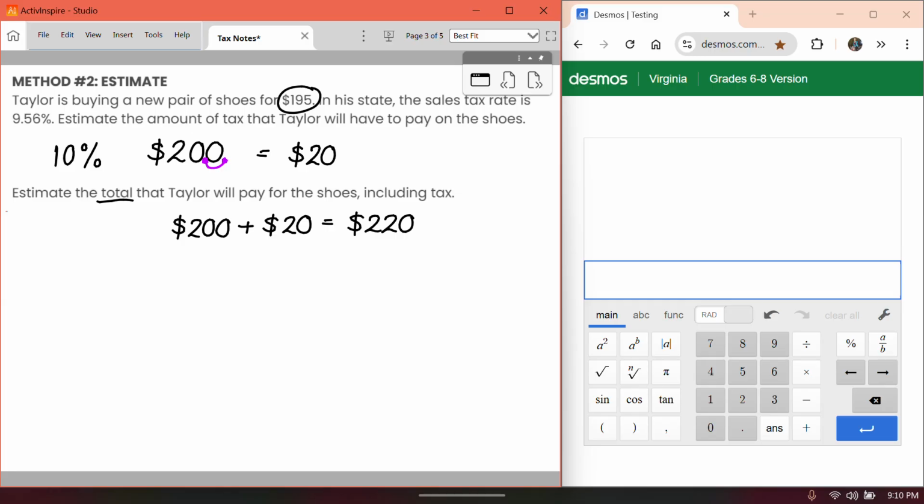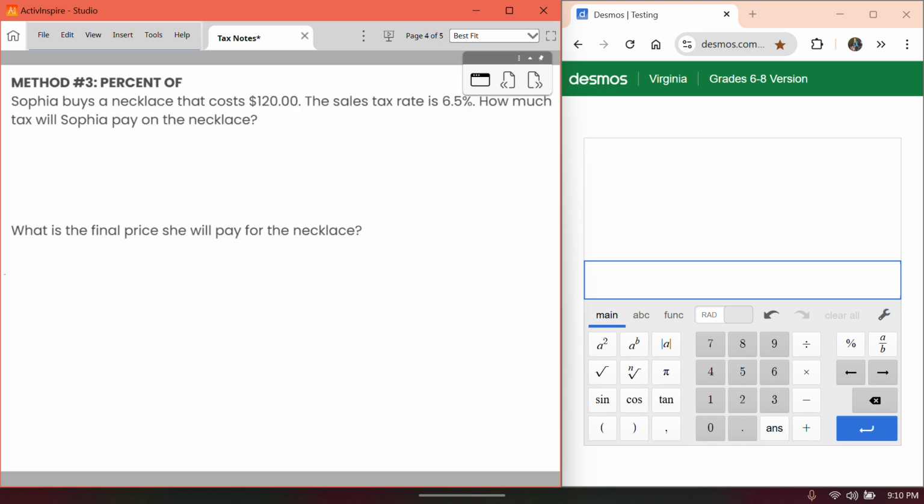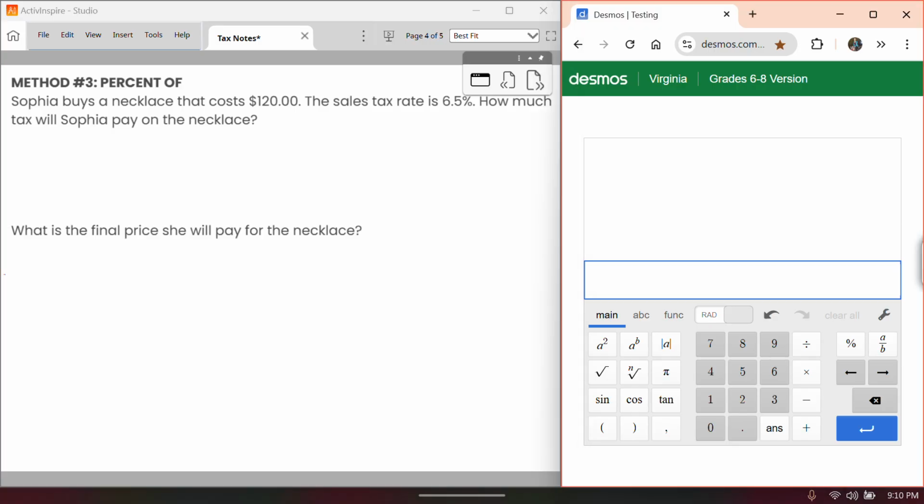Let's look at the two methods for getting exact answers. And this method, the percent of method, is probably our favorite for getting a quick, exact answer. So let's read this question and I'll show you how to do it. Sophia buys a necklace that costs $120. The sales tax rate is 6.5%. How much tax will Sophia pay on the necklace?